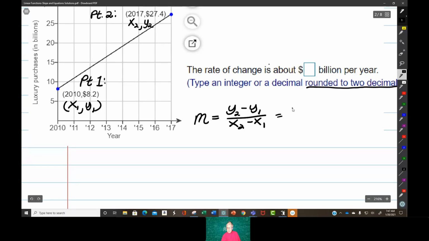So Y2 minus Y1 is going to be 27.4 billion minus 8.2 billion, over X2 minus X1, which is 2017 minus 2010. Now do these separately at first. For instance, I know right away the bottom is 7. For the top, I'm going to use a calculator.